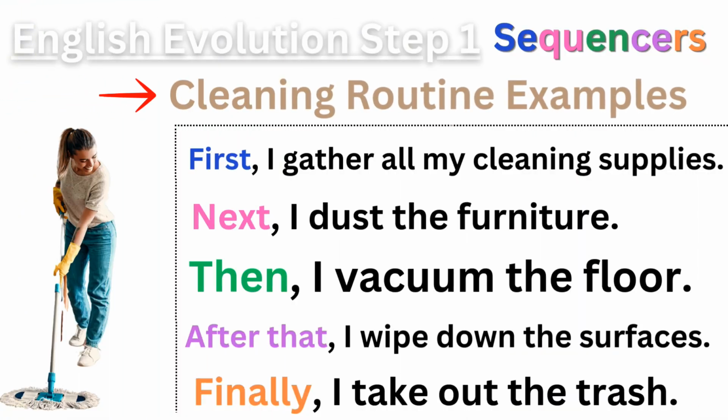Cleaning routine examples. First, I gather all my cleaning supplies. Next, I dust the furniture. Then, I vacuum the floor. After that, I wipe down the surfaces. Finally, I take out the trash.